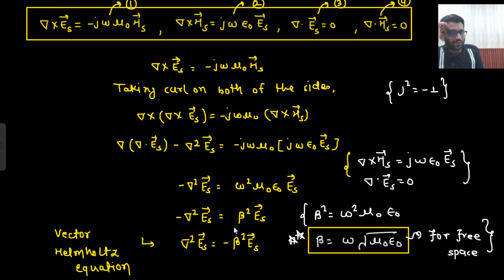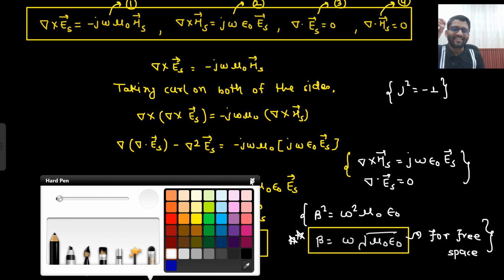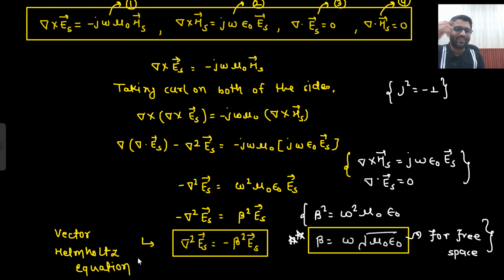So del square Es equals minus beta square Es. This is known as the vector Helmholtz equation. It is a tough name to call, vector Helmholtz equation. So this is the vector Helmholtz equation that we have got: del square Es equals minus beta square Es, where beta is omega under root mu naught epsilon naught. This is something that you need to remember till now.